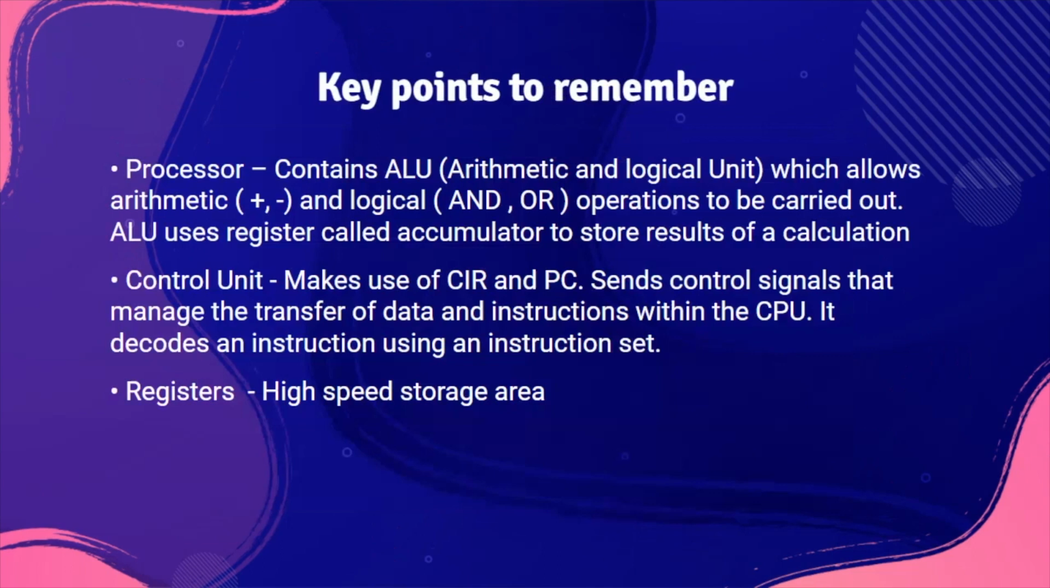Then, finally, key points to remember. Processor: the processor contains the ALU, arithmetic and logical unit, which allows arithmetic and logical operations to be carried out, and results of the calculation to be stored. Control unit makes use of CIR and PC. It sends control signals that manage the transfer of data and instructions within the CPU. It decodes an instruction using the instruction set.